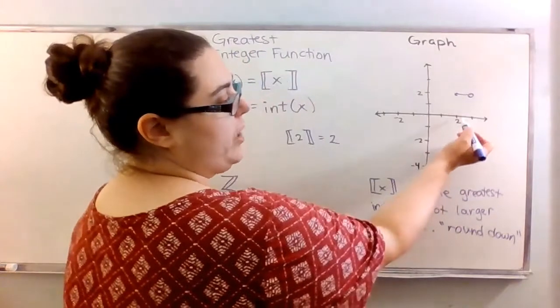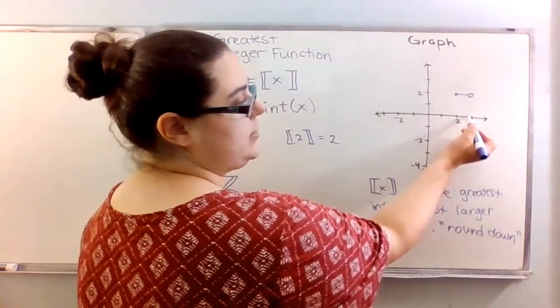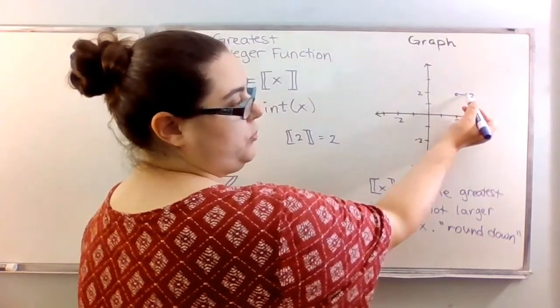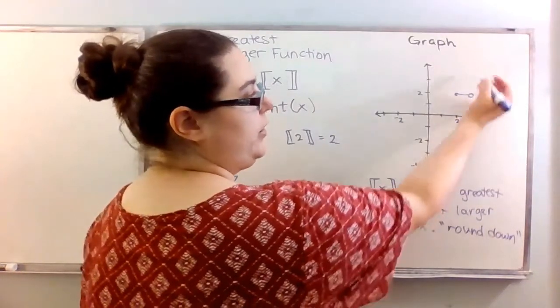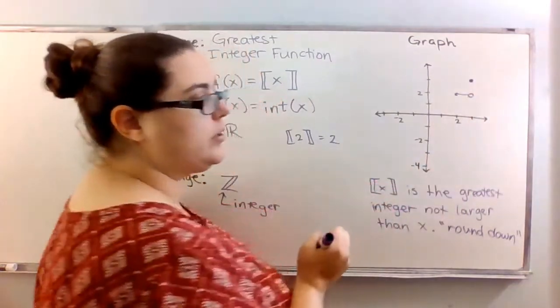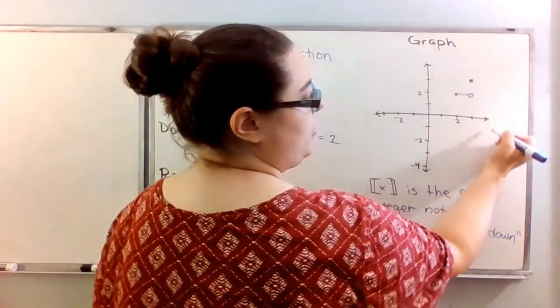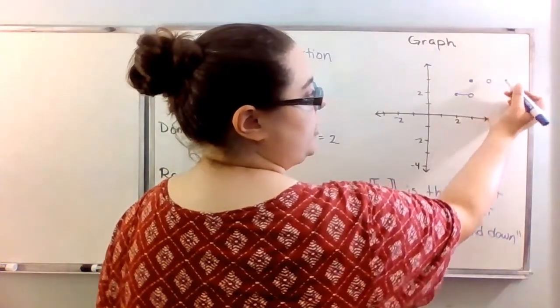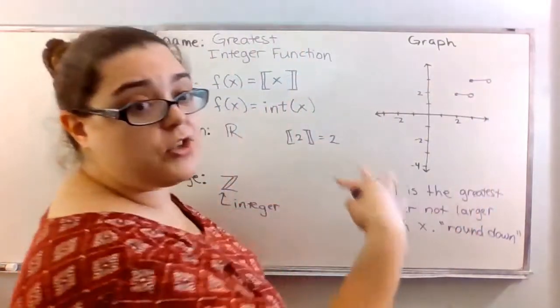So that means no matter what input you give me between 2 and 3, so maybe 2.8, the y value is still 2. I'm putting this open circle here because once I get to 3, now I'm going to go up to 3. And then when I get to 4, I'm going to stop and skip up to 4 and so on.